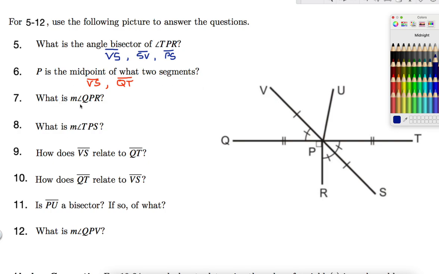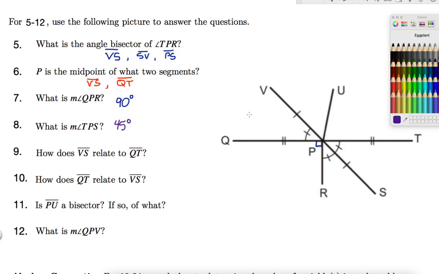What is measure of angle QPR? QPR, well, we see right here, it's 90. Symbol right there for 90 degrees. What is the measure of angle TPS? TPS, all right, well, if this is 90, that means this angle over here is 90, because this makes a straight angle. And if we cut a 90 in half, we get 45 degrees.